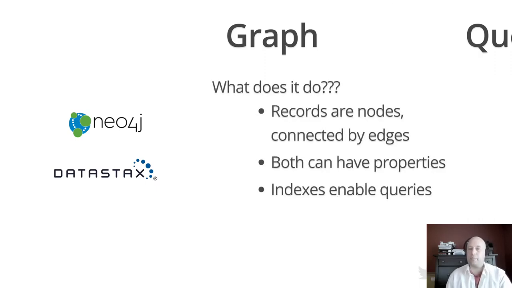So what do you do with graph databases? In a graph database, obviously the data structure is a graph. So the records are nodes, and nodes are connected by edges. And in fact, both of them can have properties. So if you do that, then the edges start looking like records as well. But typically you think about the nodes as the main records, and then the edges are what join them together, to use a relational term. And of course, to do efficient queries, you also need to use indexes here, just like in the document database or relational database.